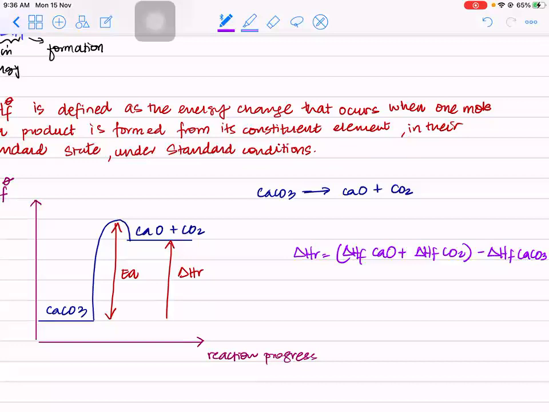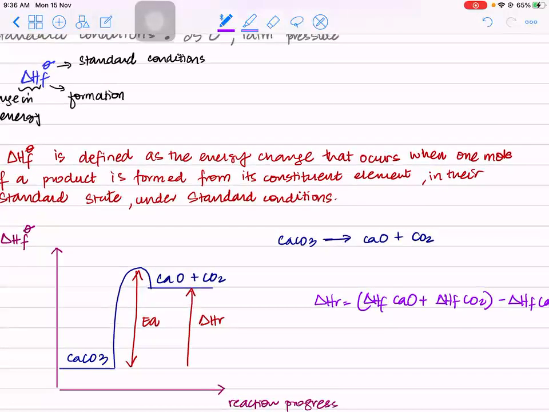Now let's get on to explaining what enthalpy change of formation is. I've already defined it for you. Let's see. Now what is it? It is the energy change which occurs when 1 mole of anything is formed from its constituent elements in their standard state under standard conditions. So let's see. And what are your standard conditions, by the way? 25 degrees Celsius and 1 ATM.